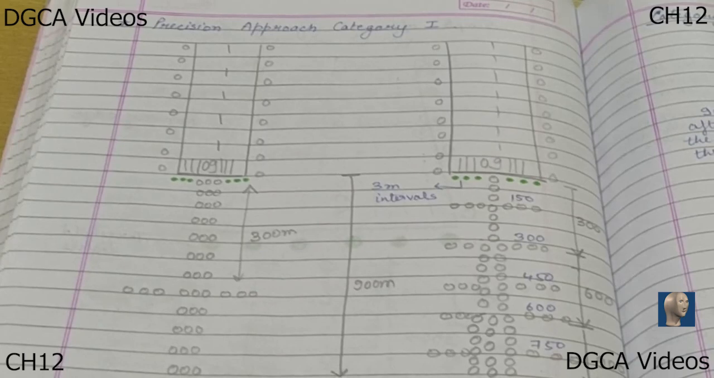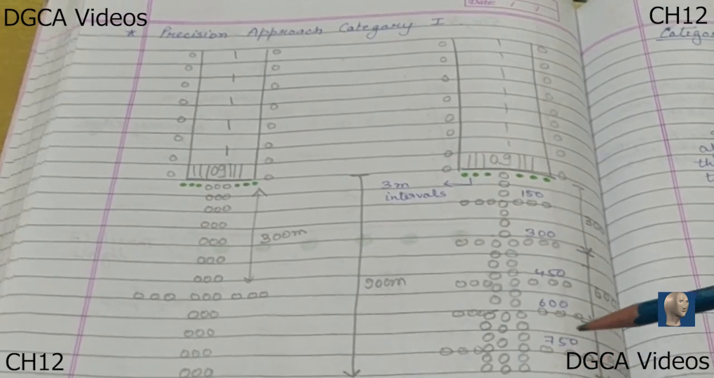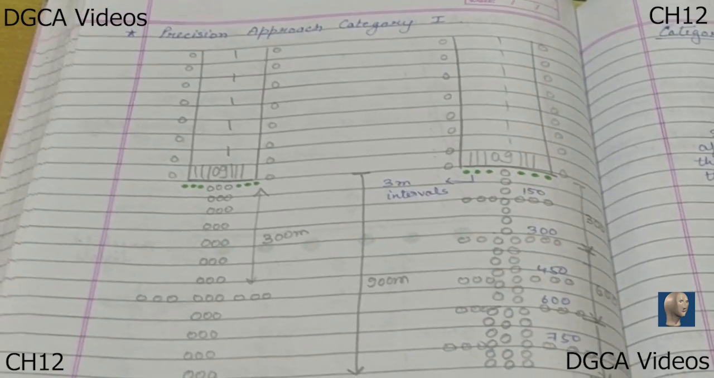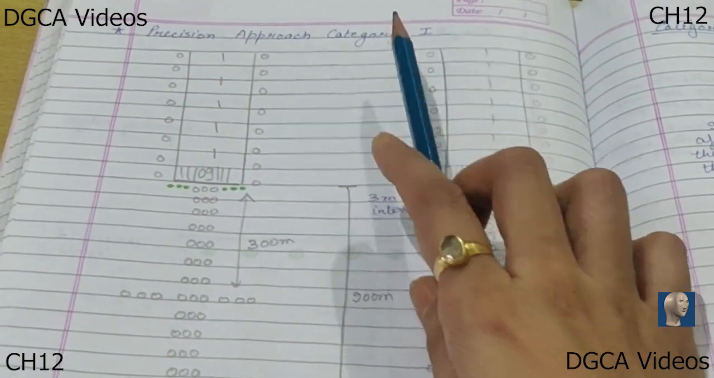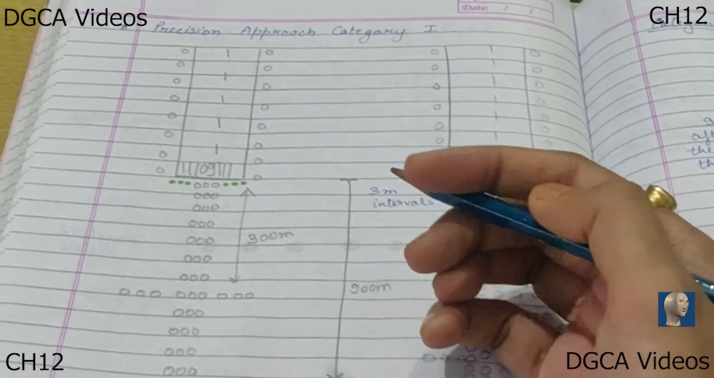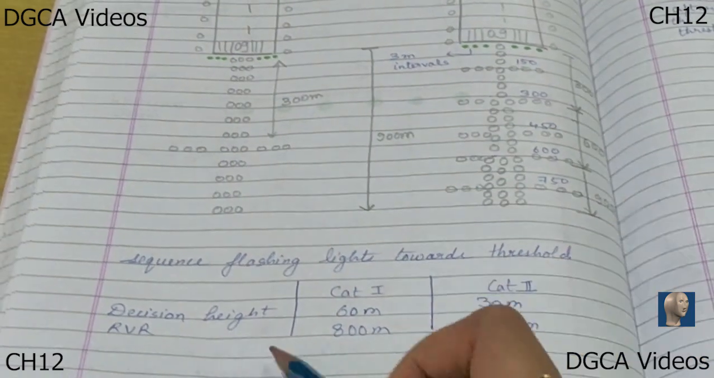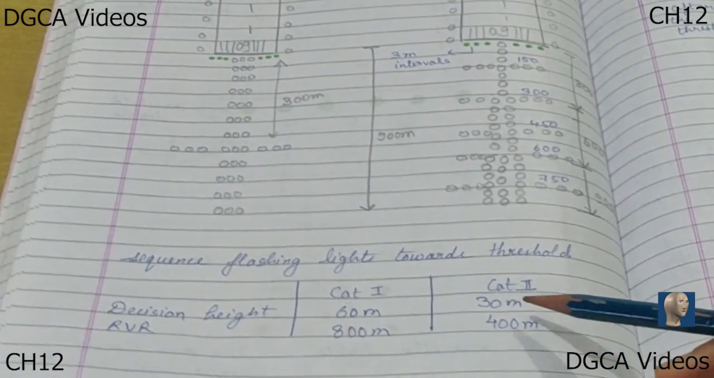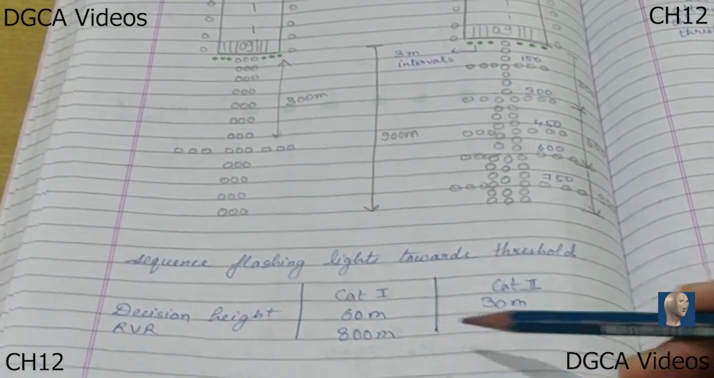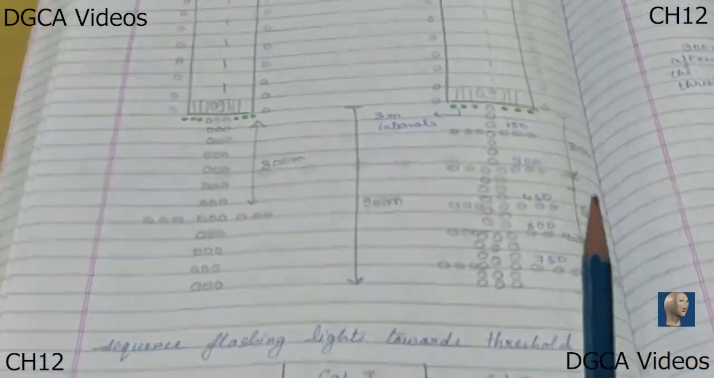As you can see here, I have made two runways to properly tell you the difference between the one where the berets are used and the one where the normal lights are used. The difference between precision approach category 1 and category 2 and 3 is the decision height as well as the RVR, the runway visual range. In category 1 the decision height should be 60 meter, and if it is 30 meter, you come into category 2. In RVR, category 1 should be 800 meter and 400 meter will be category 2. So we will see the precision approach category 1 first.